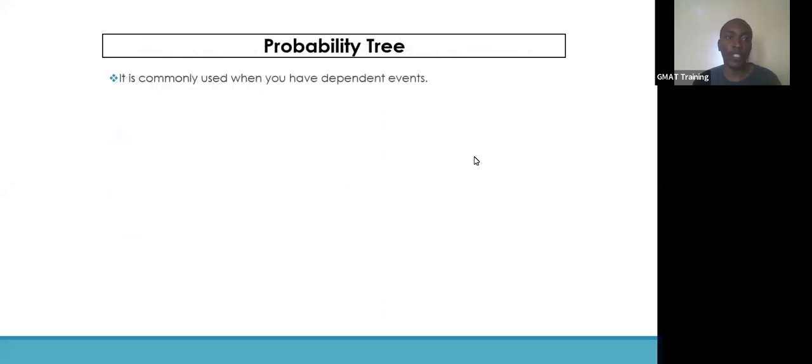The probability tree is commonly used when you have dependent events, which are conditional events. If one event happens, it affects the other outcome, and vice versa. Trees are great when you have to visualize your problem. They are also well organized in terms of structure. The moment you draw the branches, you can easily visualize and organize the problem.